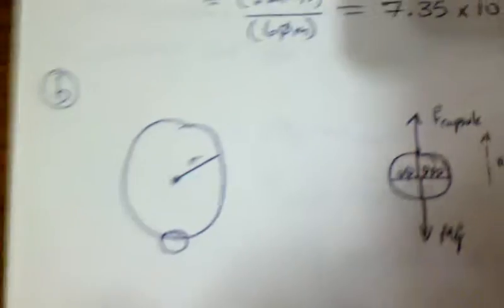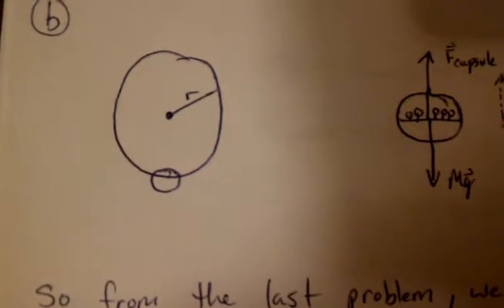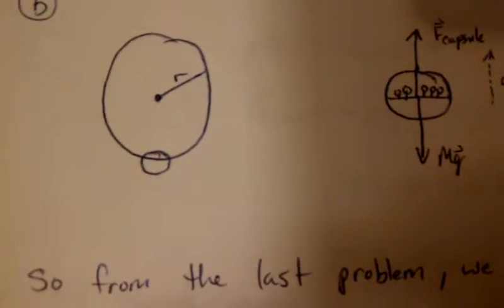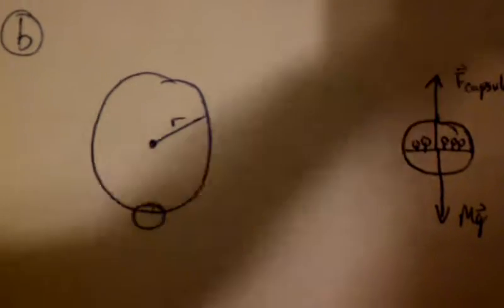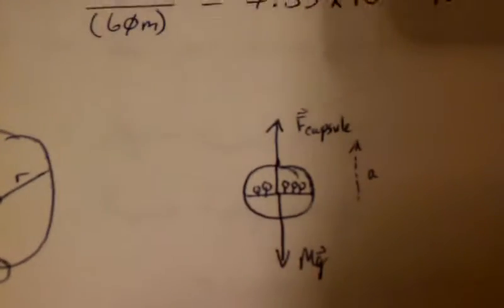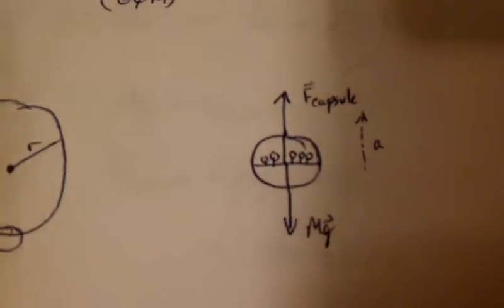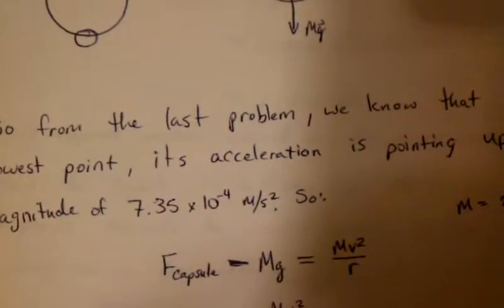B, we are asked to find what forces the passenger capsule exerts on the travel group at the lowest point. So draw a little picture. That's the capsule at the bottom of the circle, and that's where the forces are pointing. The acceleration's up. At the lowest point, it's pointing up towards the center, and that's what we talked about in the last problem.